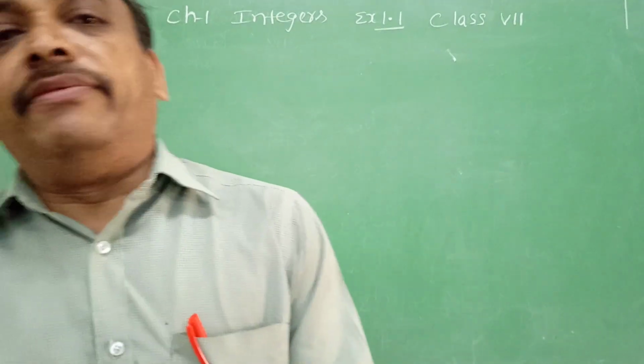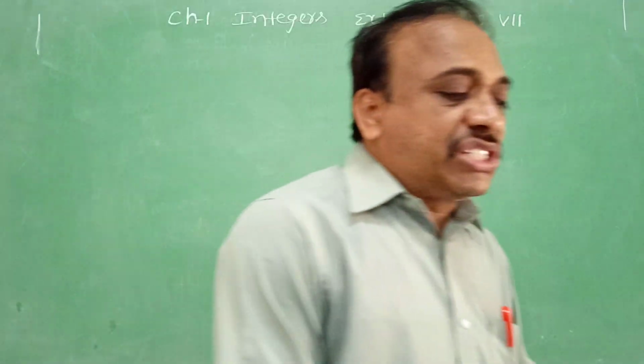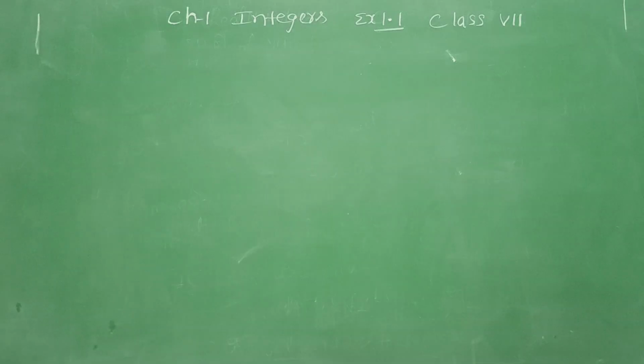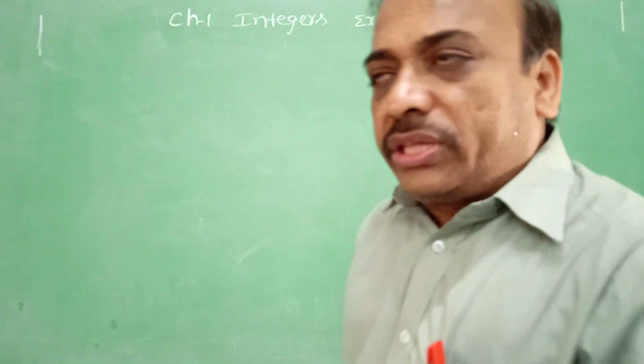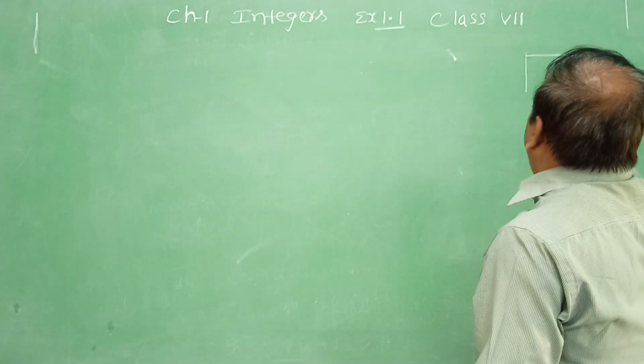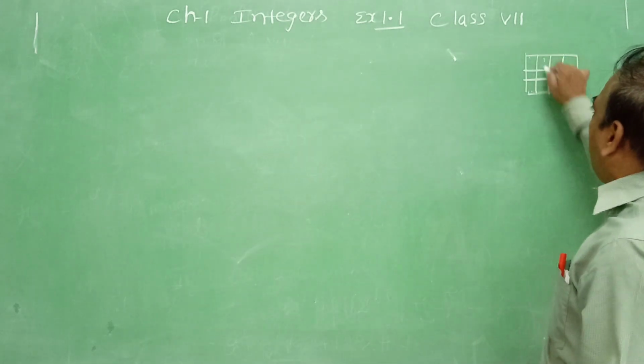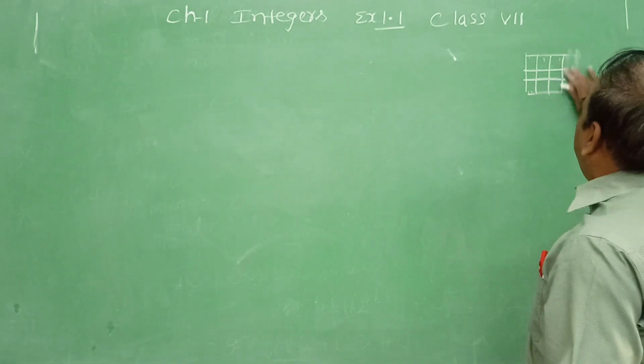Let us move to the next question, question number 7. It's a magic square. Magic square means what? They have given us a 3 by 3 square grid. In that 3 by 3 square grid, you have to check row 1, row 2, row 3, column 1, column 2, column 3. Like this the box is given.